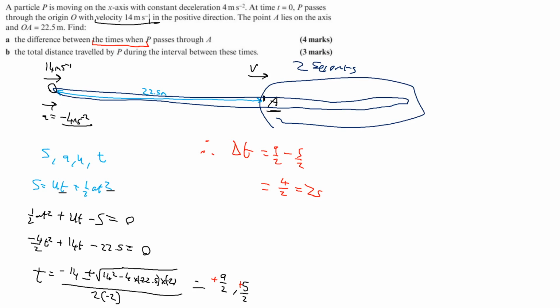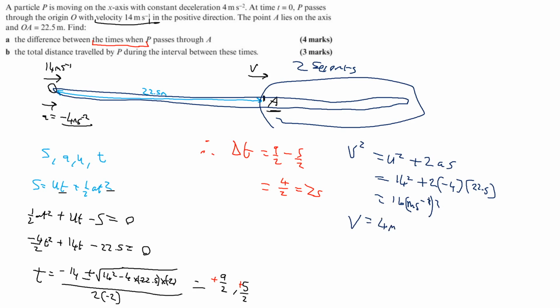So, v squared is going to be u squared plus 2as, which is equal to 14 squared minus 2 times minus 4, plus 2 times minus 4 times 22.5, right? Plug that into your calculators, and you should get an answer of 16 meters per second all squared, right? So therefore, v is equal to 4 meters per second.